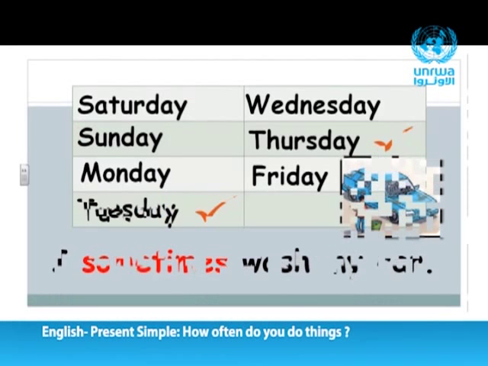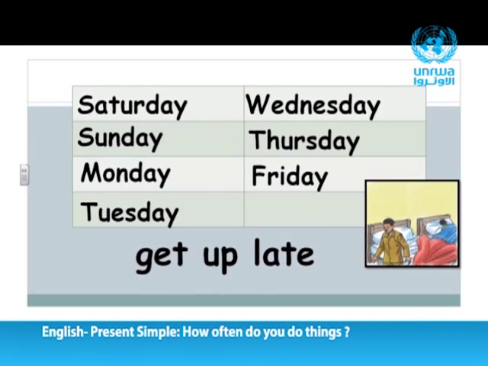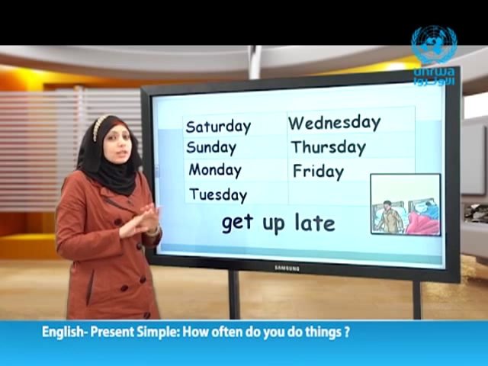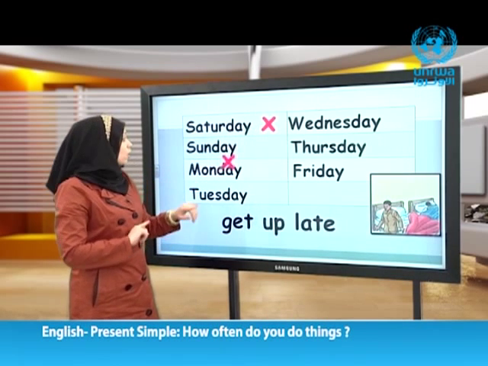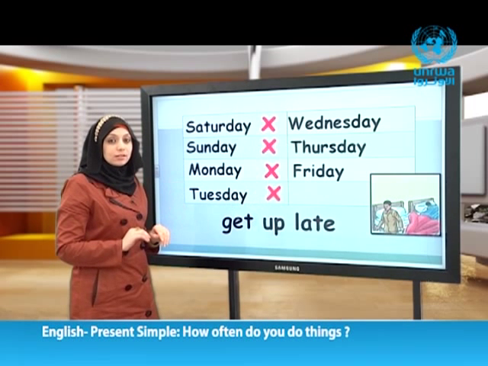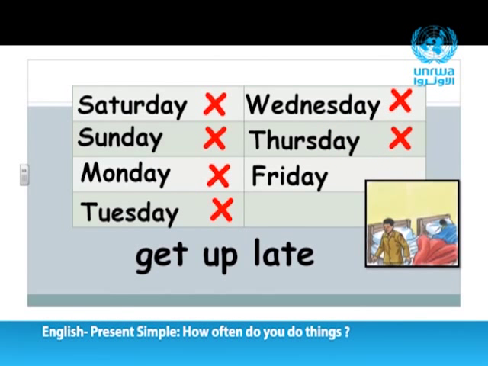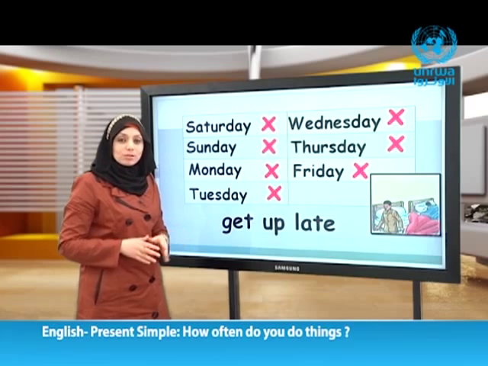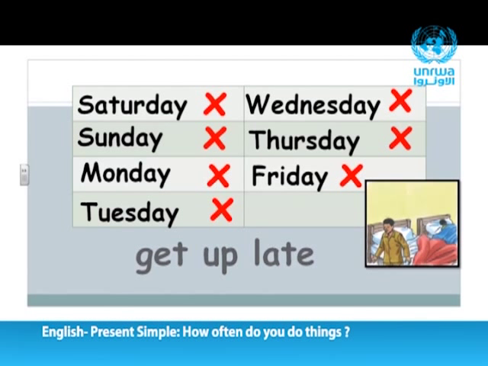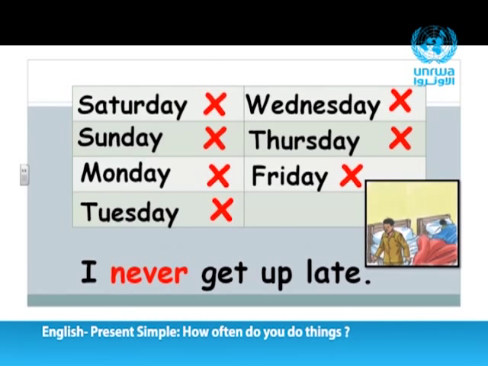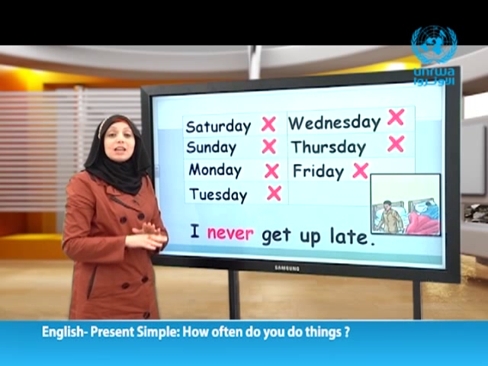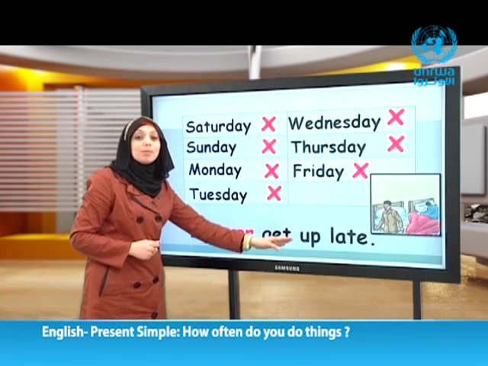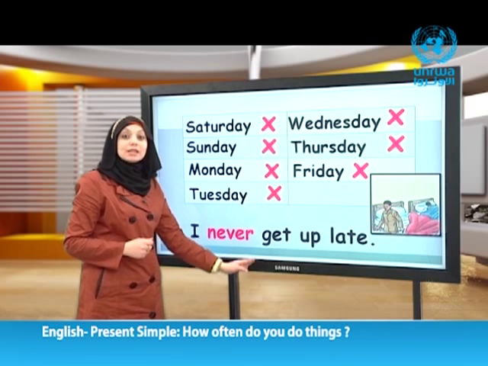Very good. Look at this picture. We say get up late. Get up late. I don't get up late on Saturday. On Sunday. On Monday. I don't get up on Tuesday and on Wednesday. On Thursday and on Friday, I don't get up late also. So we say, I never get up late. I never get up late. Again, I never get up late.